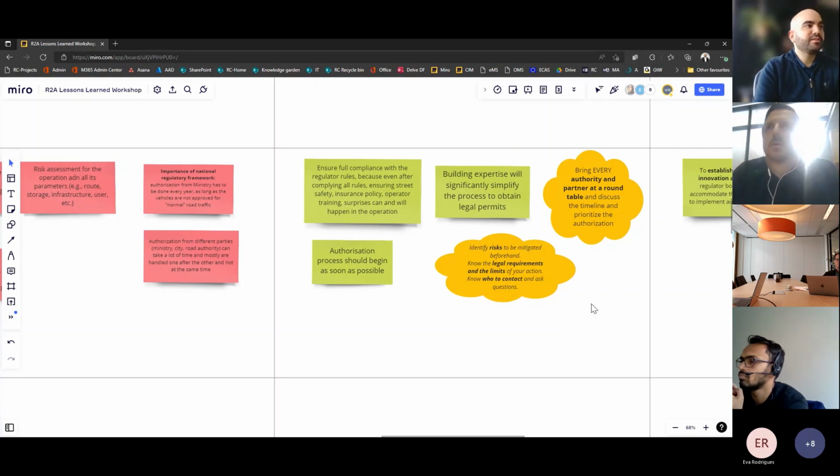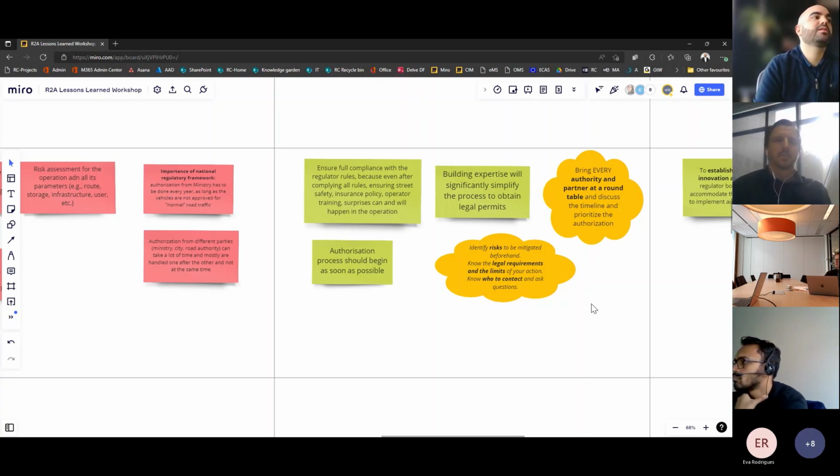And then in terms of some of the key messages that I highlighted from what we could collect from pilots, the very good practice of bringing every authority and involved partner to a roundtable, to a meeting early on, to discuss the timeline, the different interests and levels of engagement of each party, and really prioritize that initial authorization process. And that, of course, links with other aspects that we'll look at later on in terms of a long-term CCAM strategy and so on.